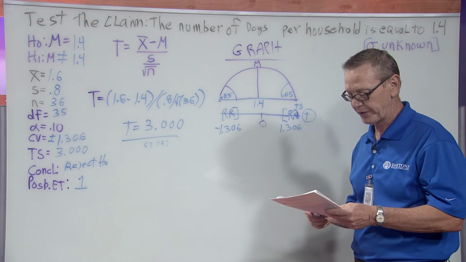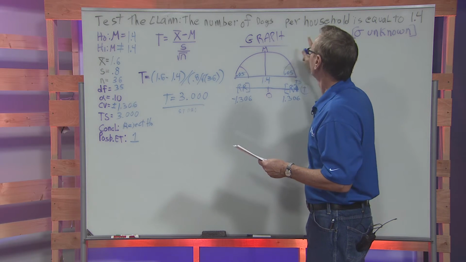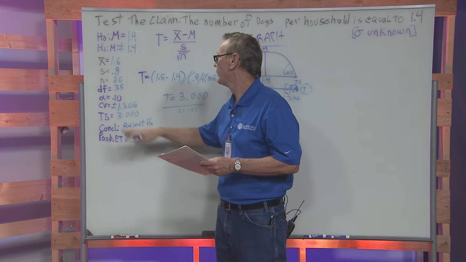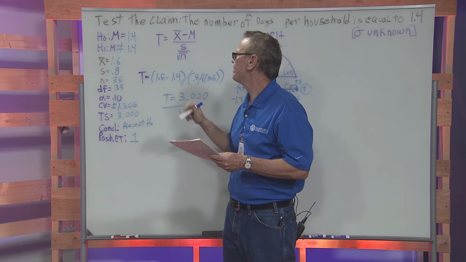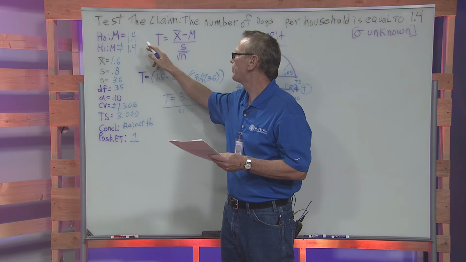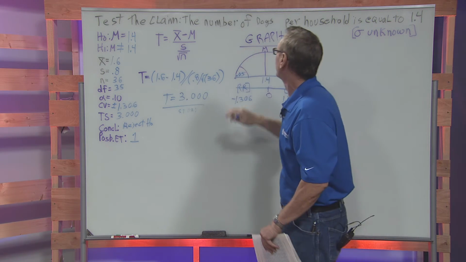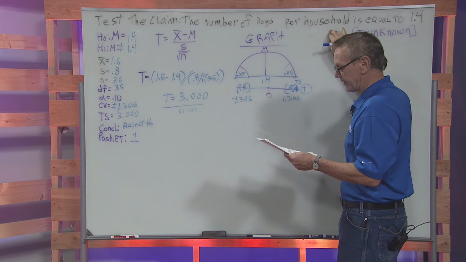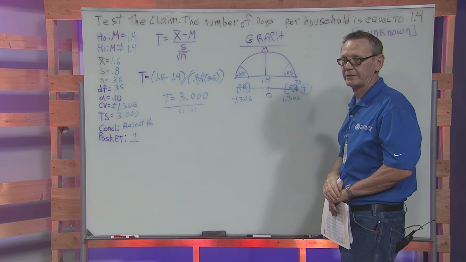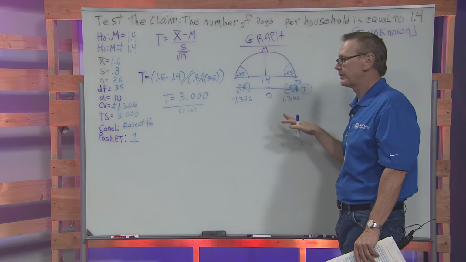Okay, so what can we say about our conclusion? Our claim is that there's 1.4 dogs per household. The randomly selected surveys didn't provide sufficient evidence to support the claim. So we are not supporting the claim that there are 1.4 dogs per household because the test statistic landed in the rejection region.